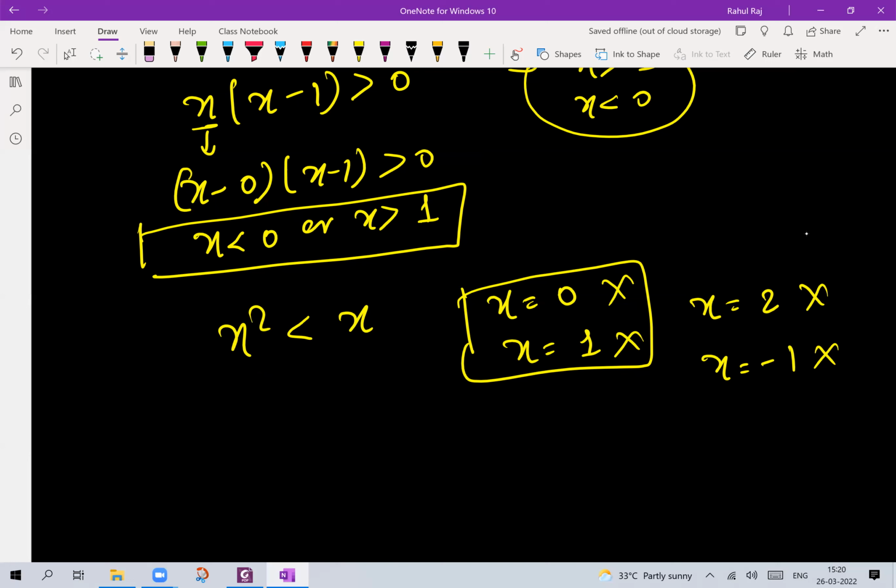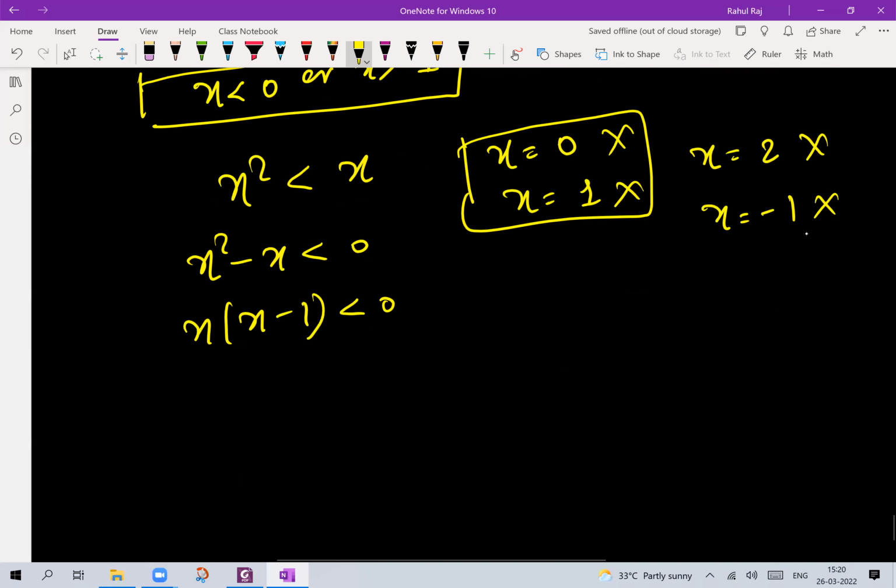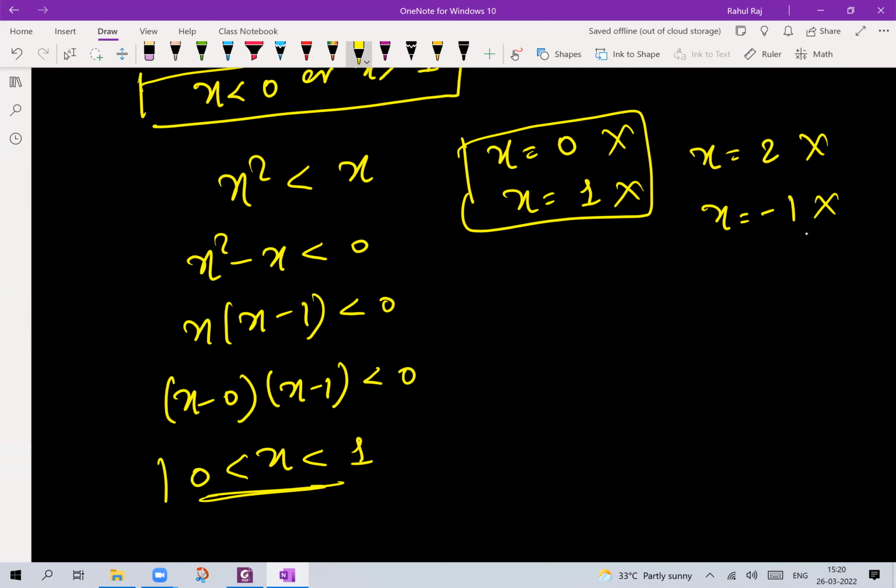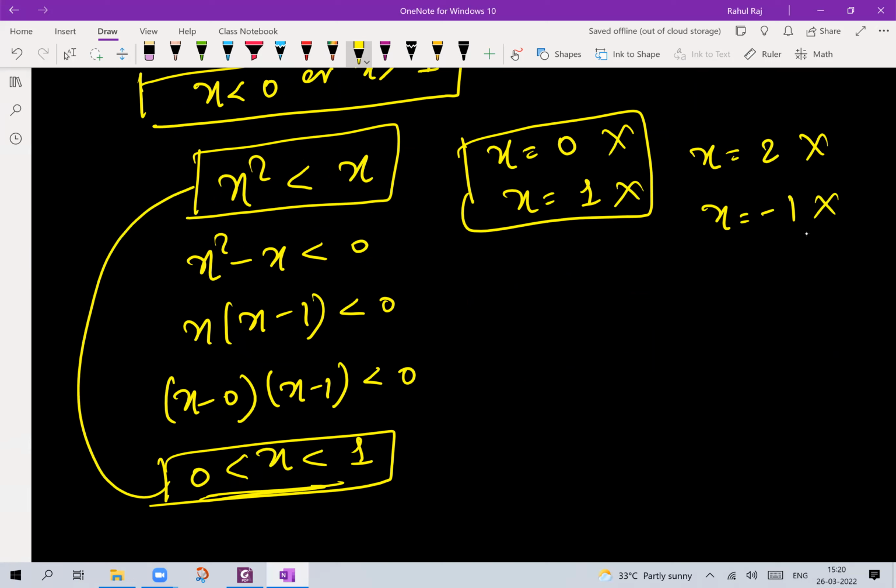Or else let's solve it, simple logic. x square minus x is less than 0. x into x minus 1 is less than 0. And this is nothing but x minus 0 into x minus 1 less than 0. So x minus a into x minus b less than 0 means what? x lies between a and b, 0 and 1. Agreed? So this inequality by default means x will lie between 0 and 1. Guys, clear?